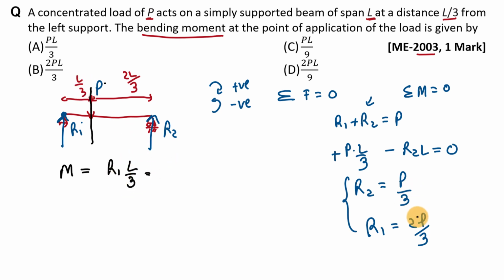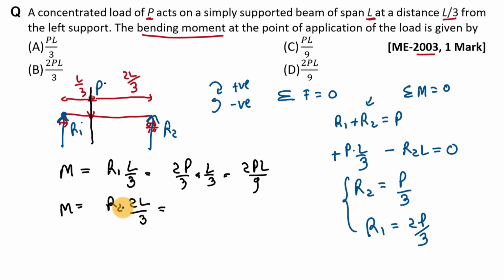Now R1 is 2P by 3. So it is 2P by 3 into L by 3. So it is 2PL by 9. Fine. And here if we take summation of moments right side of this section, then it will be R2, that is this reaction, into this perpendicular distance 2L by 3. And R2 is P by 3 into 2L by 3. So here our answer is 2PL by 9, right? So in both the cases we are getting same value.